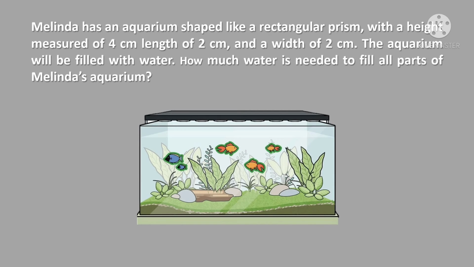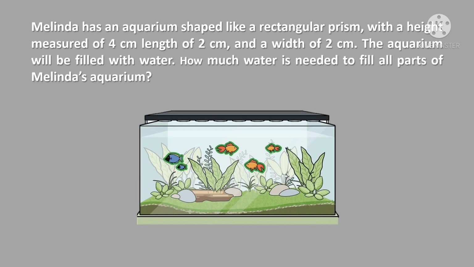I have a story. Melinda has an aquarium shaped like a rectangular prism with a height measuring 4 centimeters, length 2 centimeters, and width 2 centimeters. The aquarium will be filled with water. How much water is needed to fill all parts of Melinda's aquarium? What is the volume of this rectangular prism?